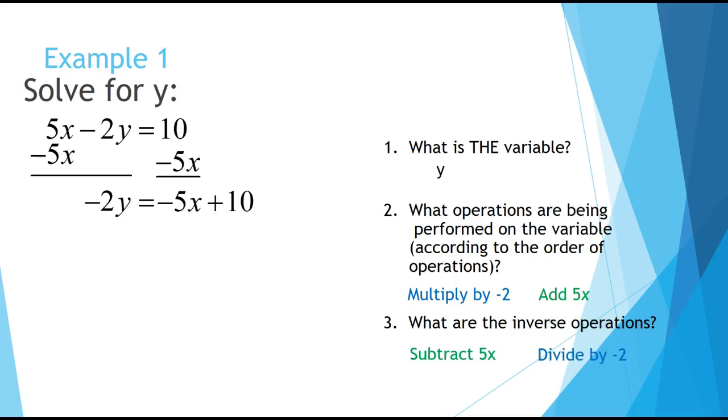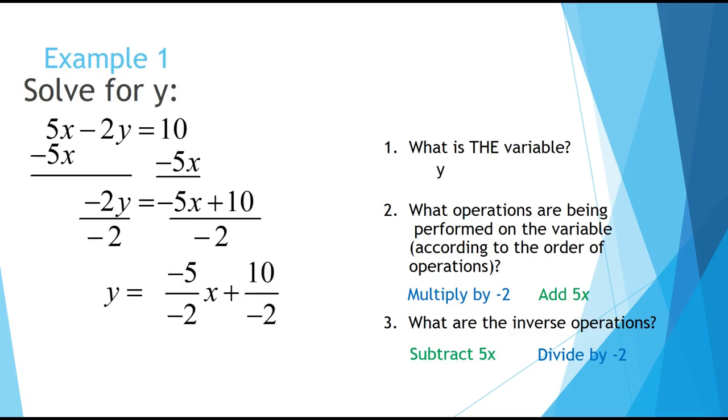Our next step is to divide by -2. So we'll divide both the left and the right by -2. Our left side simplifies to y. I'm going to use rules of fractions to have it mimic that y equals mx plus b form. So we have -5 over -2x plus 10 over -2. When we simplify our fractions, we get y equals 5/2 x minus 5.